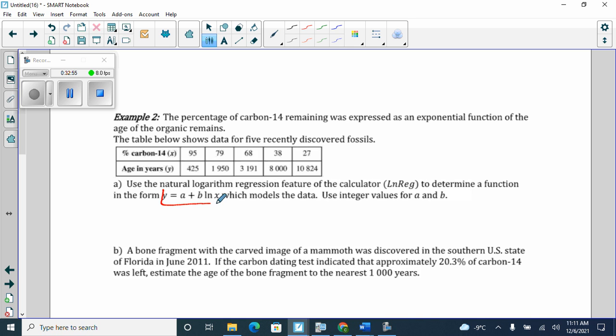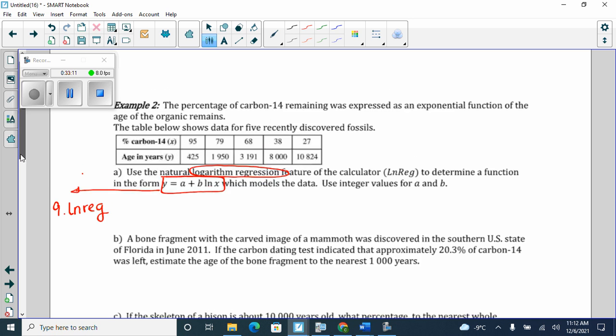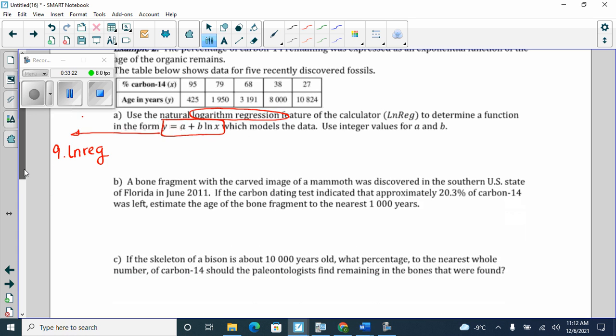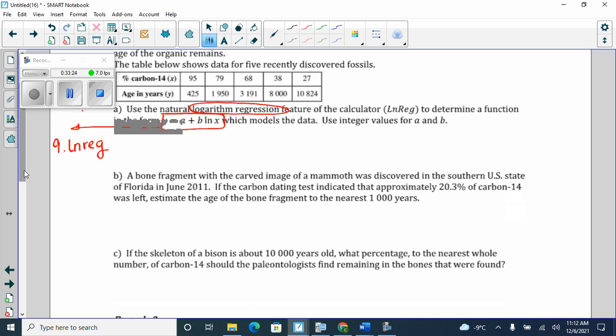So whenever you see Y equals A plus B ln X, or it says natural logarithm, or just says logarithmic regression, any of those, that's telling you to find number 9, ln reg. So here it says, which models data use integer values for A and B, so that means no decimals. Integer values means positive or negative, no decimals. And then I want you to do B and C. Try those.